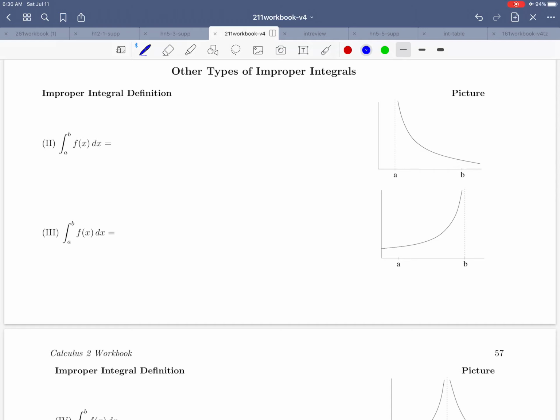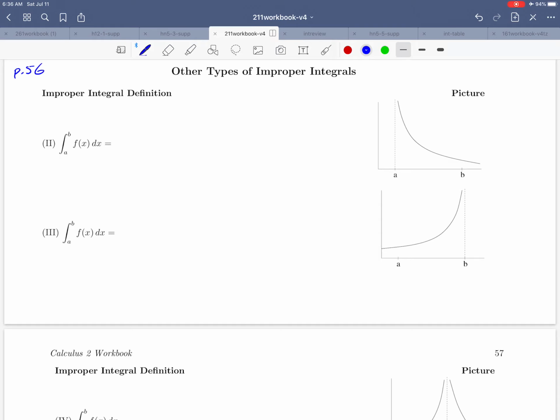Hello and welcome to page 56 on the workbook. And this is the last part of section 6.5 that we're looking at here. So up to this point in this section, we've been looking at one type of improper integral, and that is the type where we're integrating from 0 to infinity.